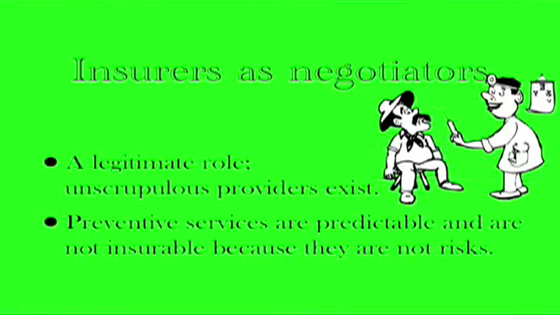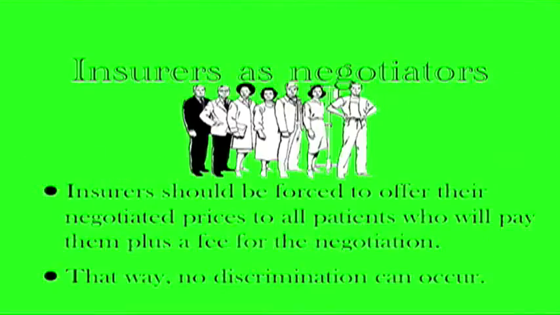Insurers as negotiators. This is a legitimate role. There are unscrupulous providers. Preventive services are predictable and are not insurable because they are not risks. Insurers as negotiators. Insurers should be forced to offer their negotiated prices to all patients who will pay them a fee for the negotiation, so that any patient, insured by them or not, will get the benefit of the low negotiated insurance payment rate. That way, no price discrimination can occur, no cost shifting.